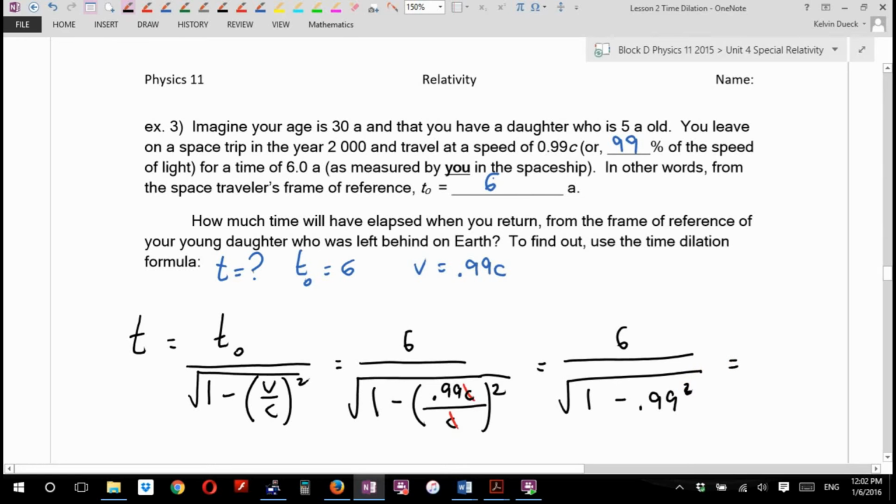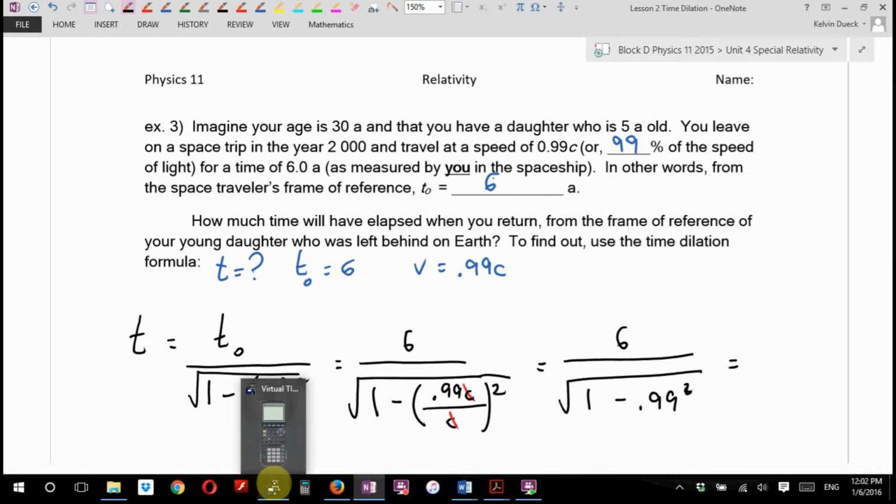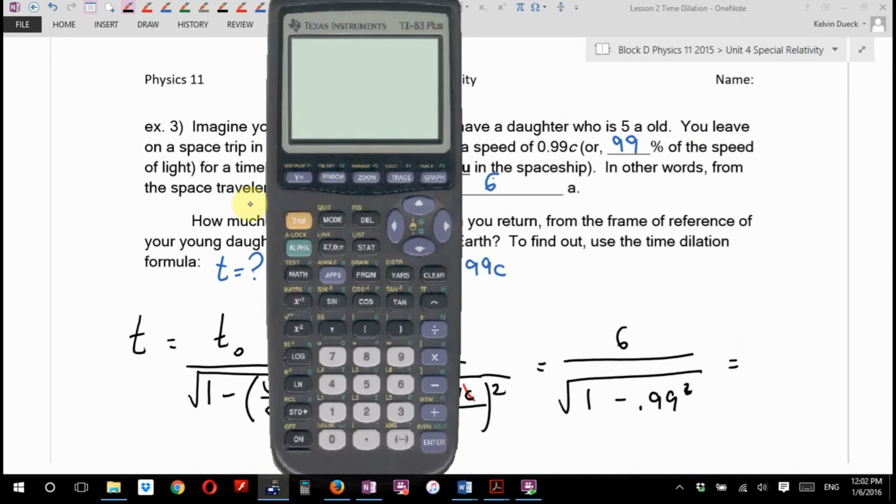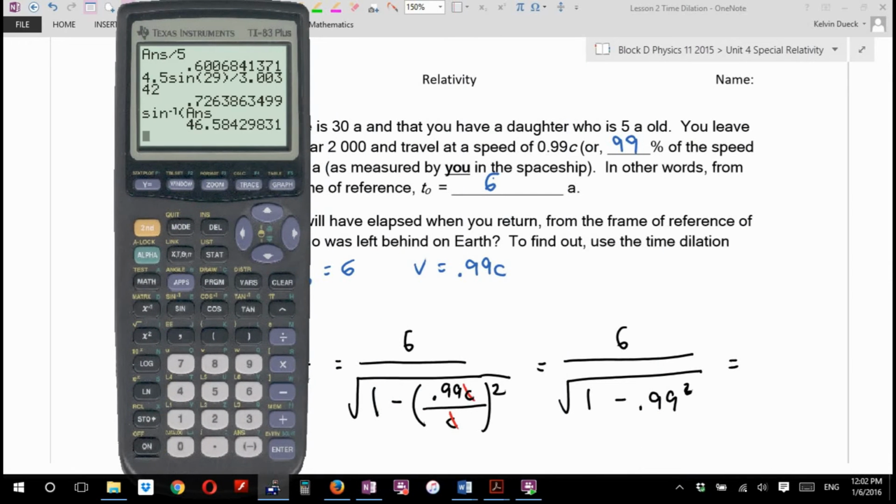Now, you may find shortcuts to type this into your calculator, especially if you get good with brackets. Of course, Nick has his calculator out in front of him. I've advised you do the bottom first. So the way I do this, I go 1 minus 0.99 squared. I hit equals. Then I go the square root of that. I hit equals. And then I go, what's on the top of this fraction? 6 divided by that answer.